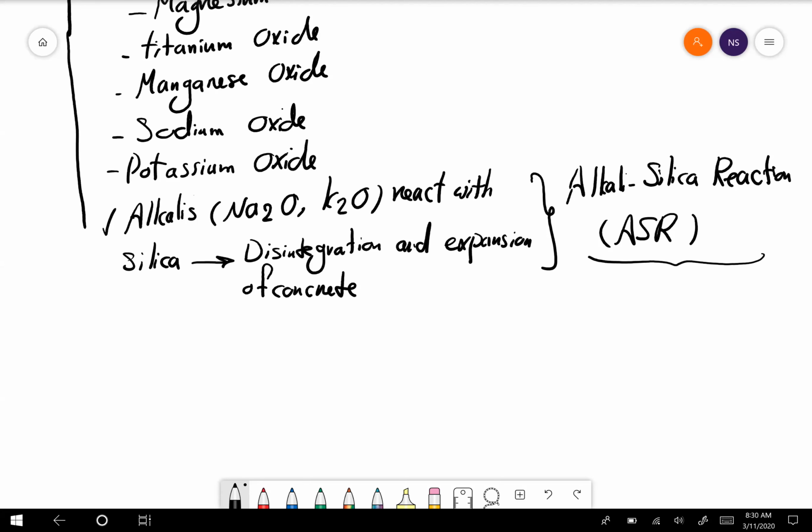And there are some examples of different effects of the ASR on the performance of the concrete. It can produce surface cracks.